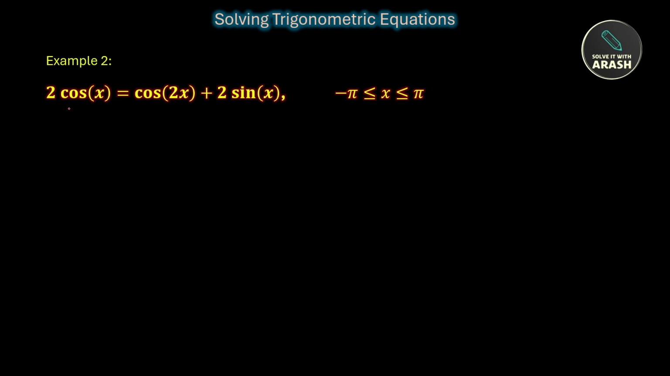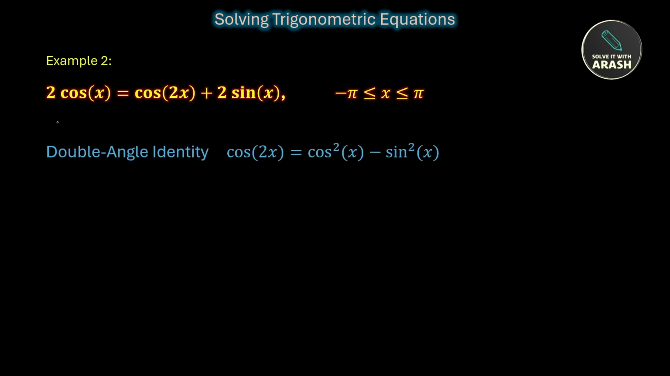And since there's no denominator, there are no non-permissible values, except that x must be between negative pi and pi. Since we have a mix of sine and cosine terms, like cosine of x, cosine of 2x, and sine of x, we need to make some changes to make this equation more manageable.